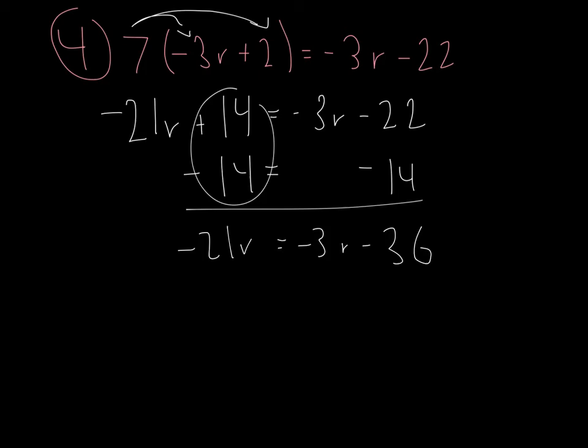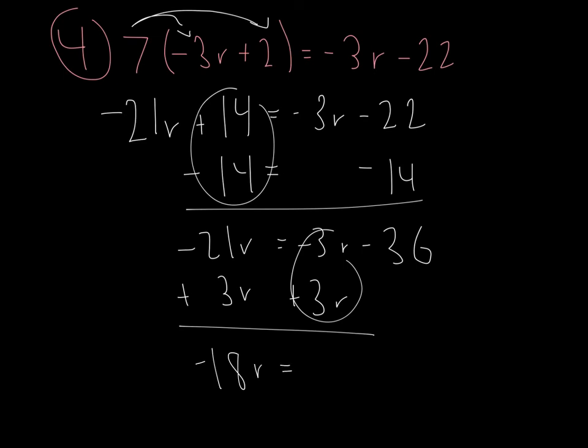Now we need to add 36. Sorry, that's not right. We need to add 3r to both sides. This makes 0. This will combine over here to make negative 18r equals negative 36. And then divide by negative 18 on both sides, r equals positive 2.